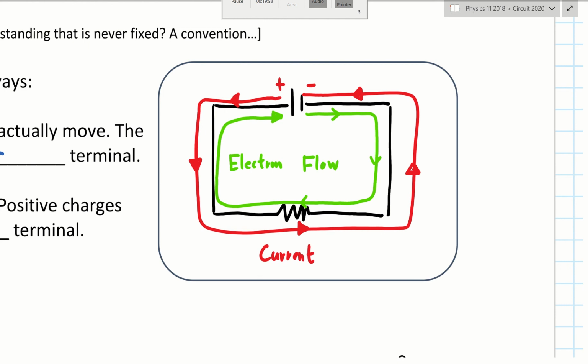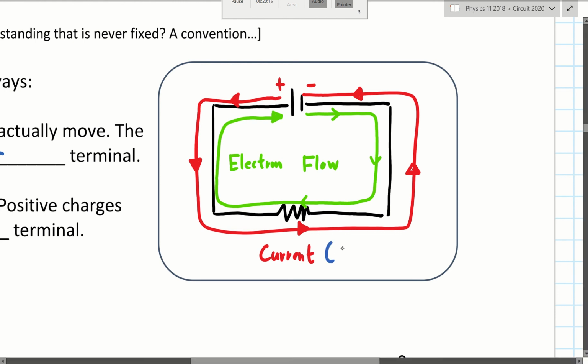Now some people might ask, okay, Mr. Chang, this is not making sense. What is actually going in the current direction? Nothing. In the circuit, electrons are going in the green direction from the negative to the positive terminal, delivering energy, just like what we said.